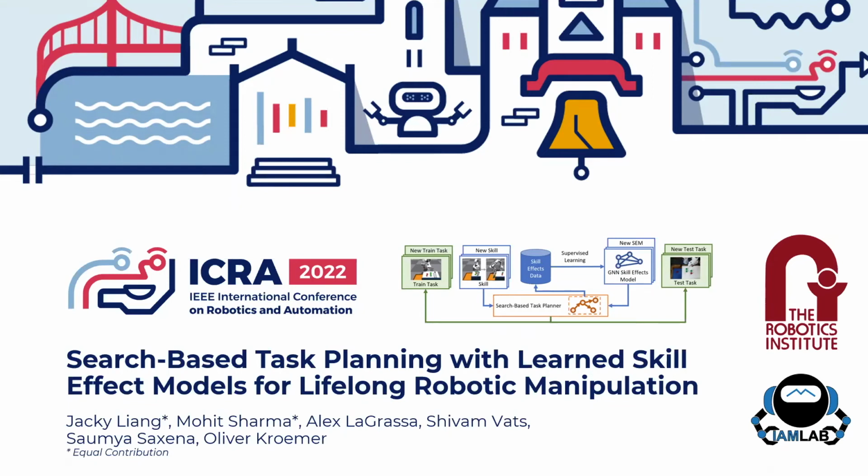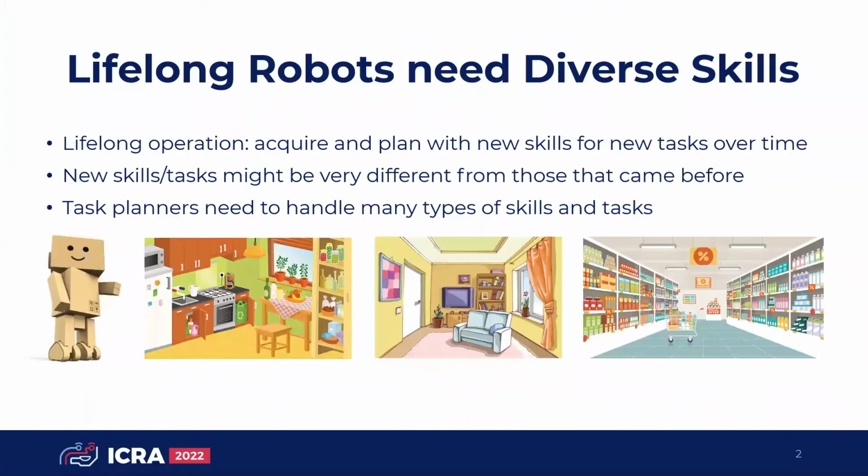My name is Mohit, and I'm going to present a work on search-based task planning with learned skill effect models for lifelong robotic manipulation. The main motivation for our work is to be able to use robots for increasingly diverse tasks over time. For such diverse tasks, robots need to be able to learn skills over time and use these skills to plan efficient motions for these tasks.